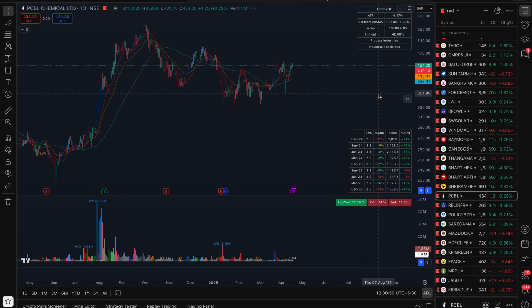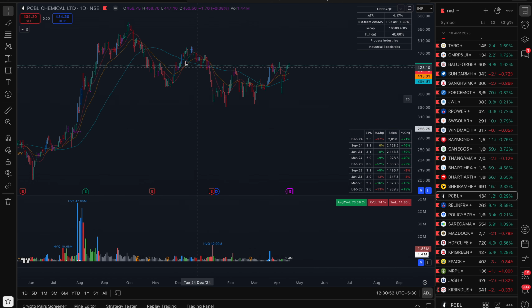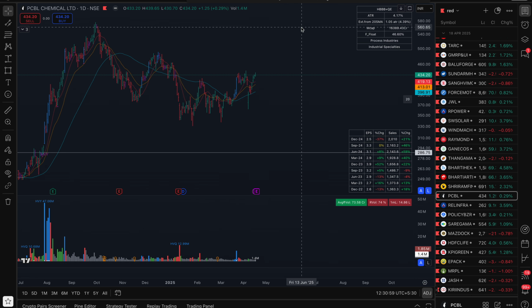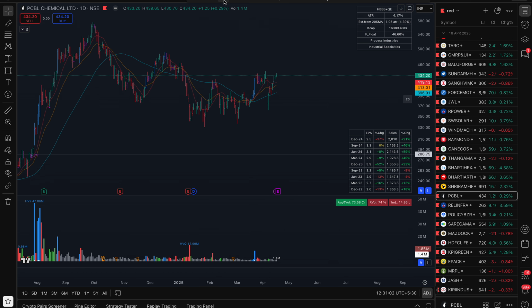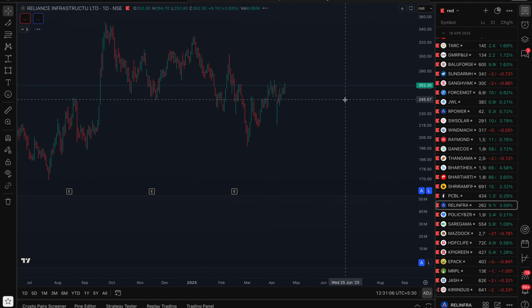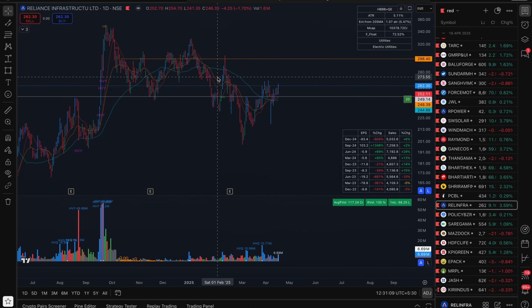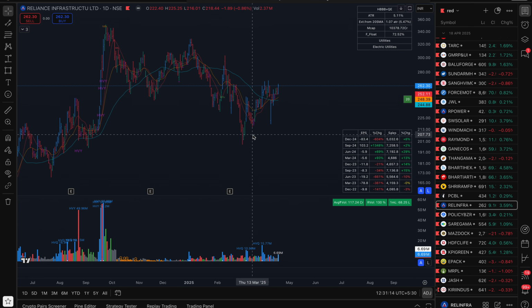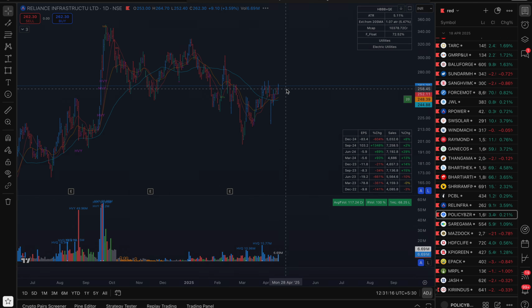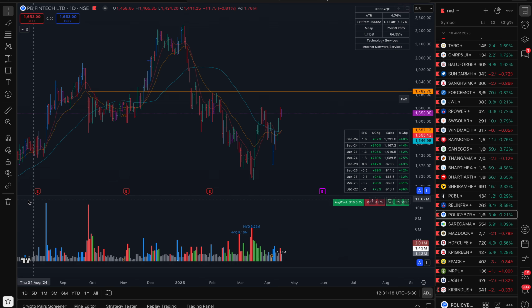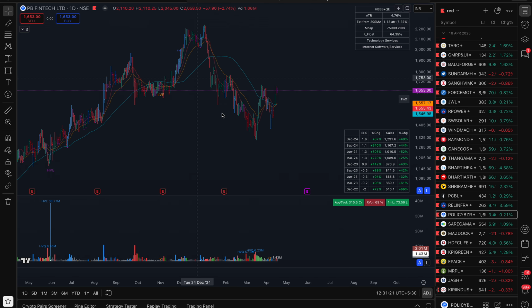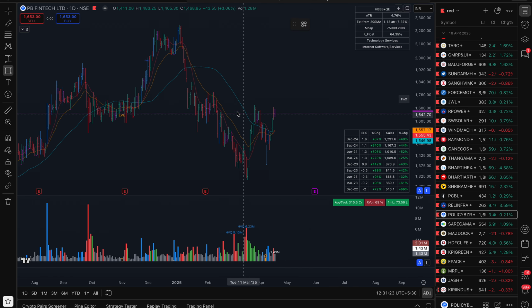PCBL, sort of the basis, the low of the base is probably in, and now the right side of the base is starting to form. There is an actionable pivot here. Very similar, Reliance Infra also. I think this is the potential low, and there is an actionable pivot here. Pulsi Bazaar also. This is a reversal base, and this would be the pivot.